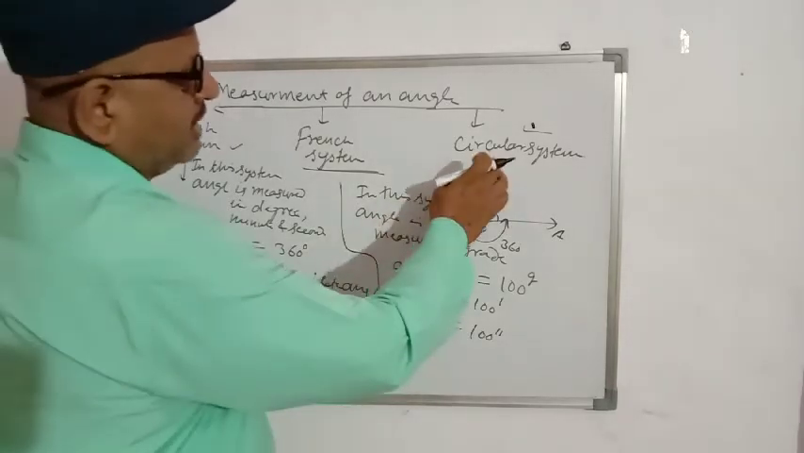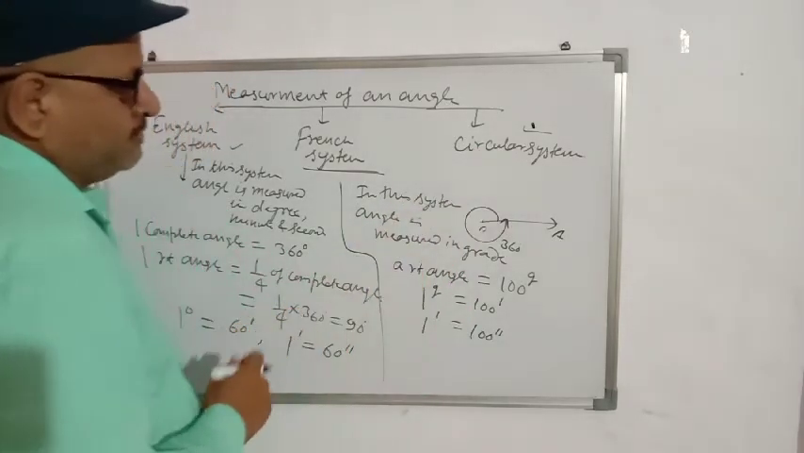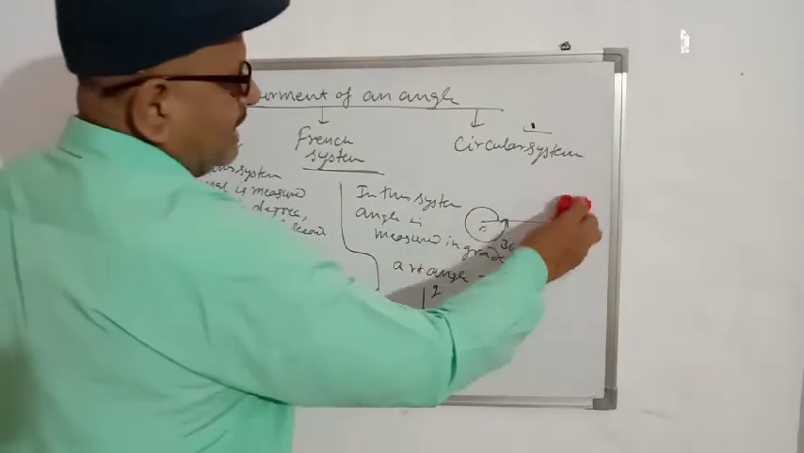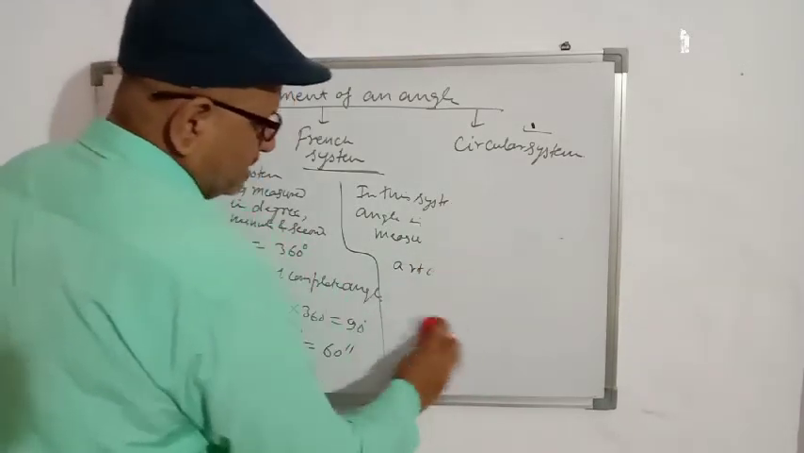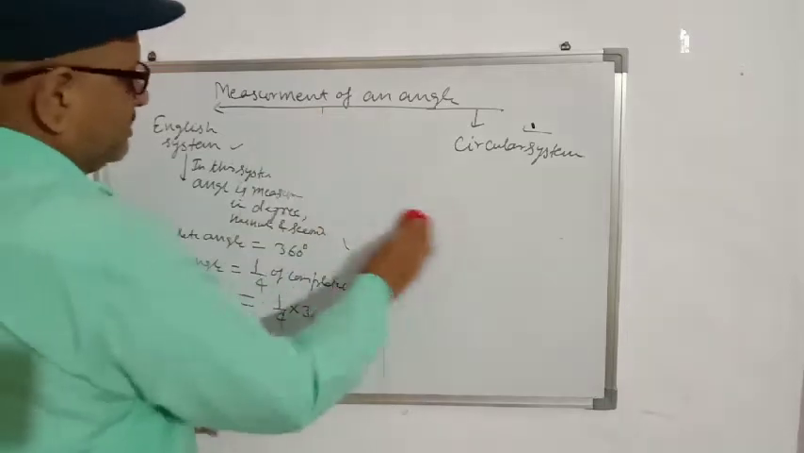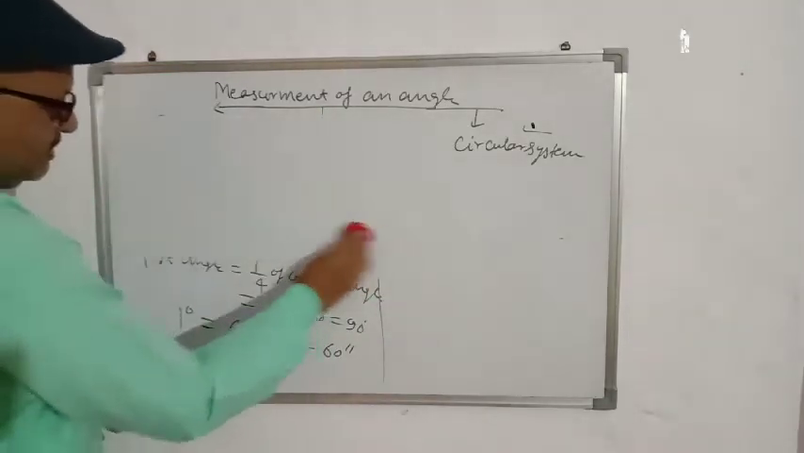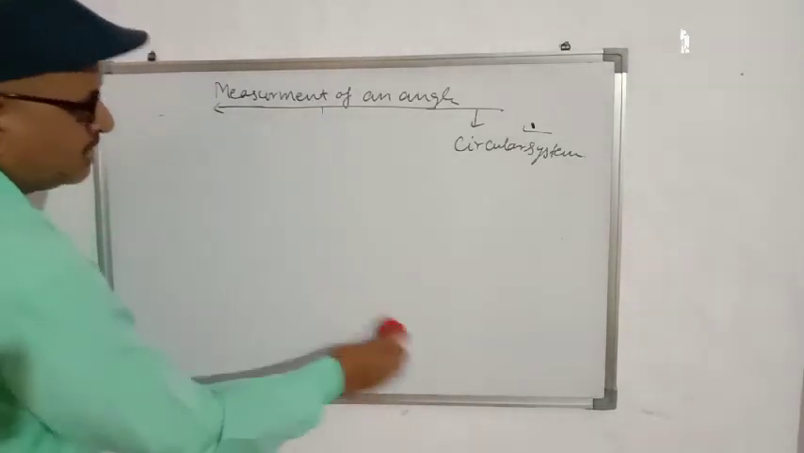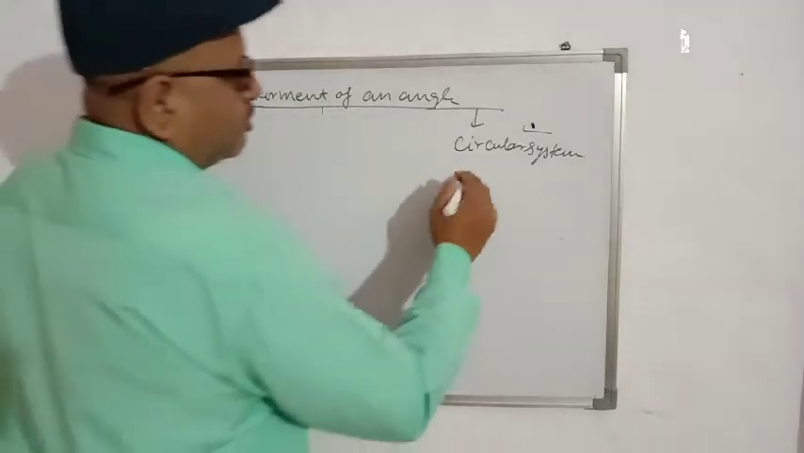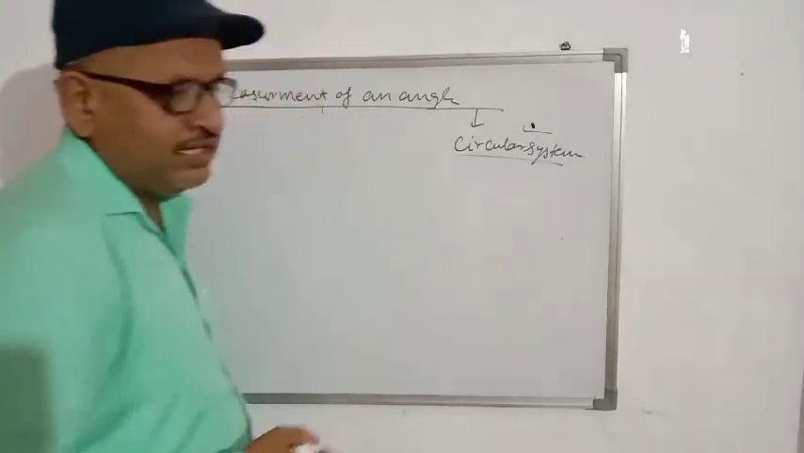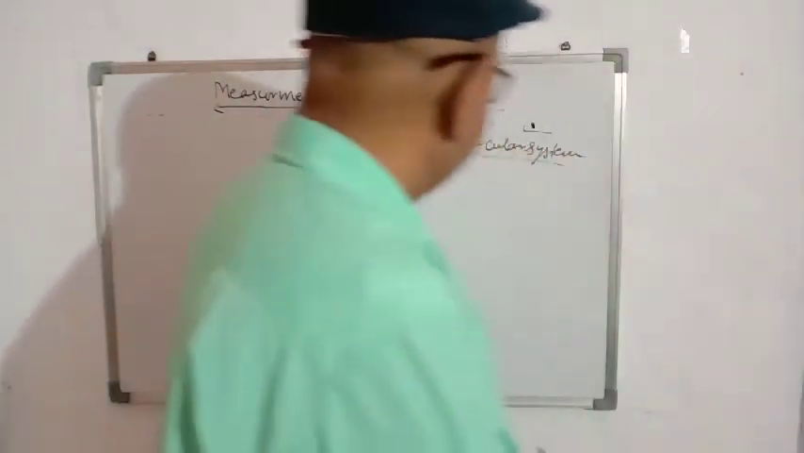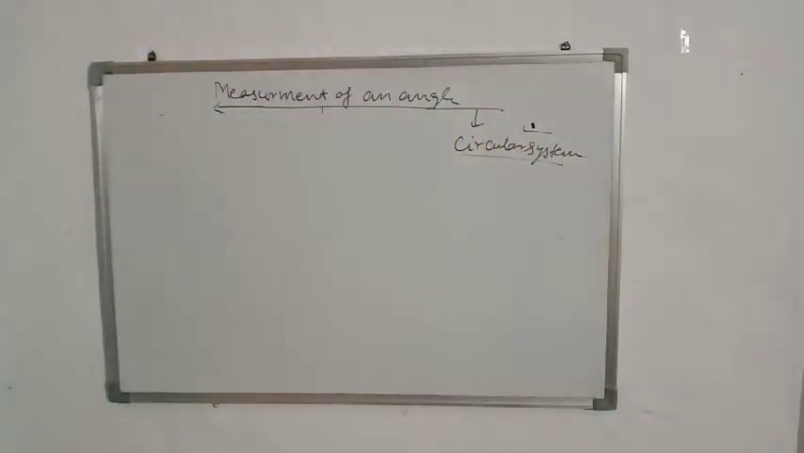Now we will see the third one, the circular system. How can we measure the angle in the circular system? In this system, angle is measured in radian.